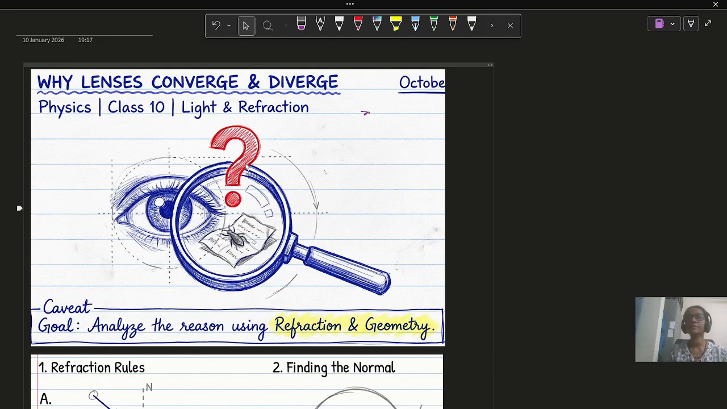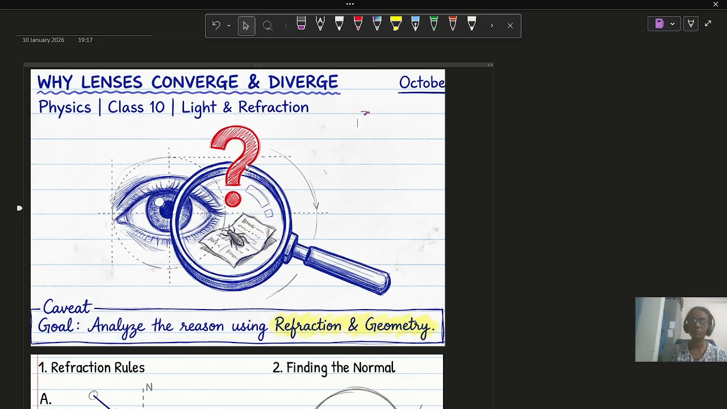Today also we are discussing a very important topic of physics, class 10th, that is lenses. You have already studied in your physics subject that lenses converge and diverge according to their type. So why lenses converge or diverge, we discuss that here.